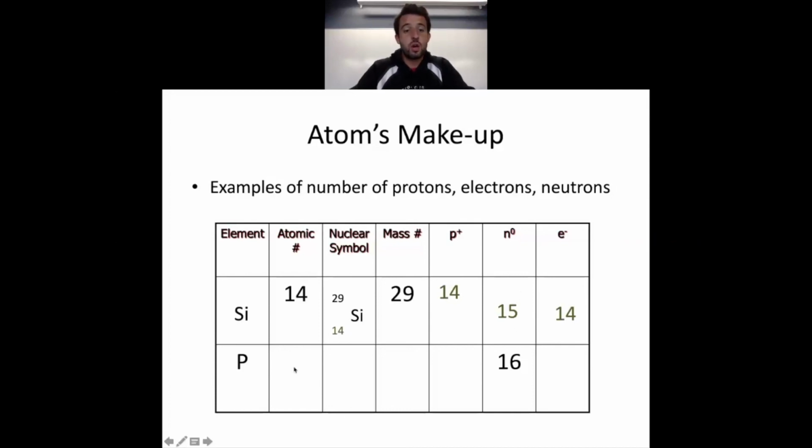Go ahead and try this out for phosphorus. I told you phosphorus and the number of neutrons. Fill out the rest of this. You can do it, but you will need a periodic table to finish it up. Cool. Hopefully you tried it.